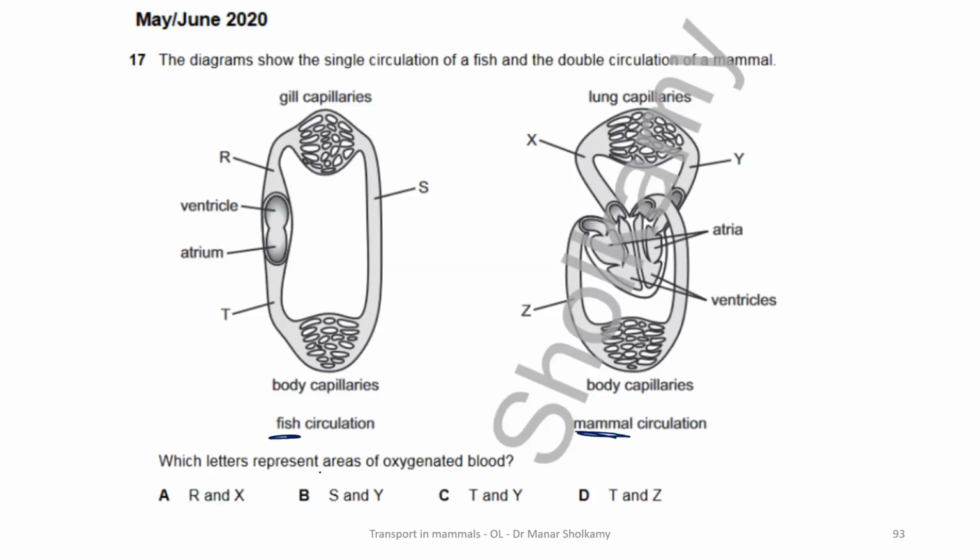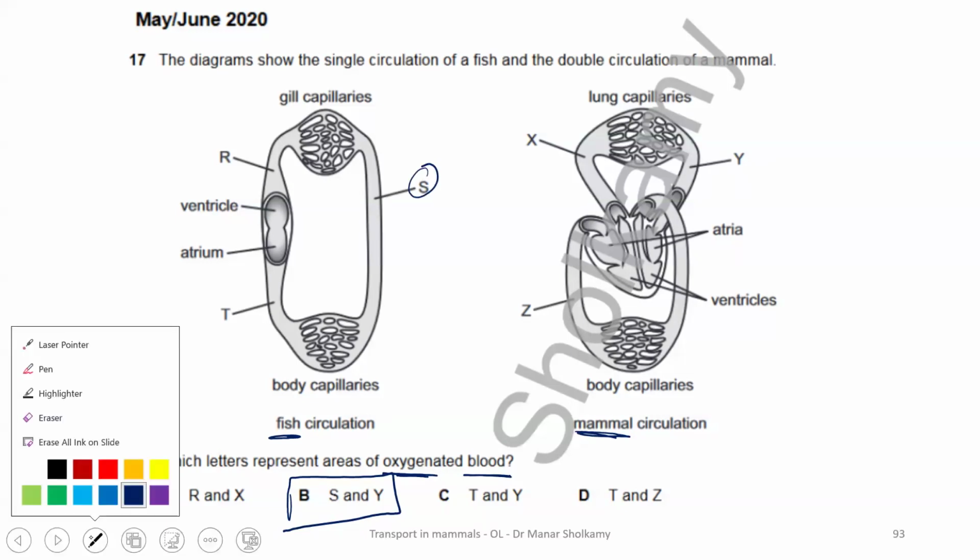Which letters represent areas of oxygenated blood? Now, who will give me this answer? B. Correct. Why did you choose B? Because S is leaving the gills in the fish, and Y is leaving the lungs in the human.